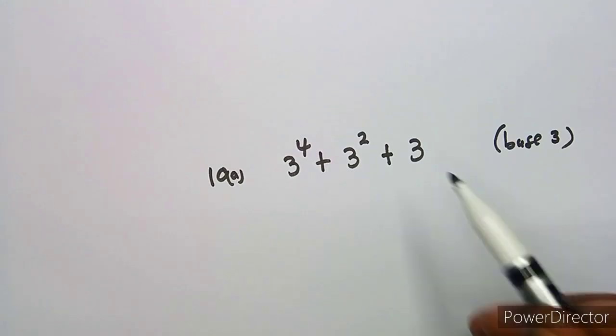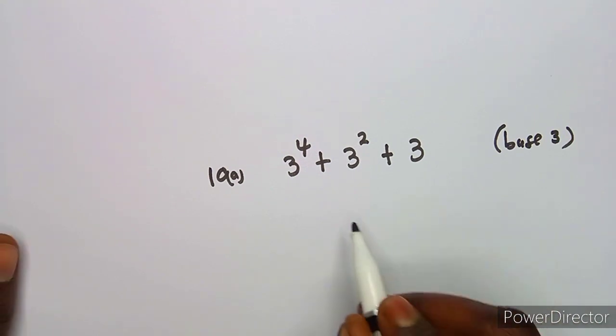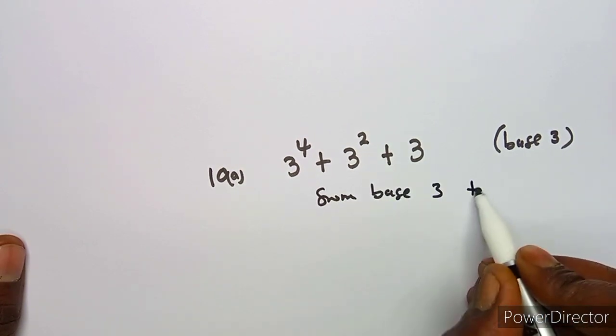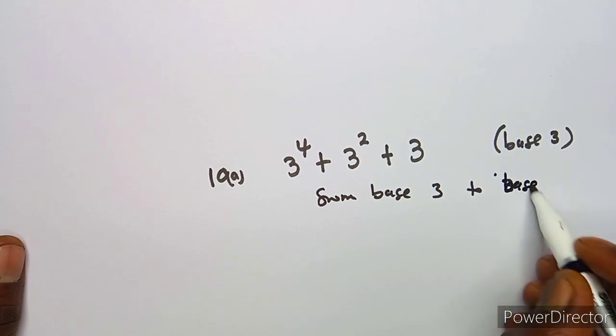So you can convert directly to base 10, then you divide by 3 throughout because you want to convert to base 3. Or you can apply this method which I have been working with in past classes, where I was talking about a conversion which was taking place from what? From base 3 to base 10.